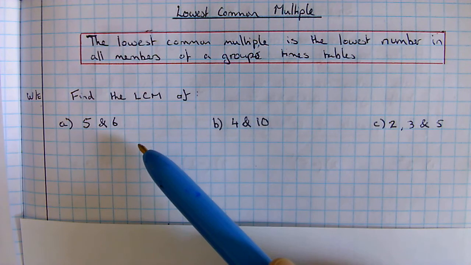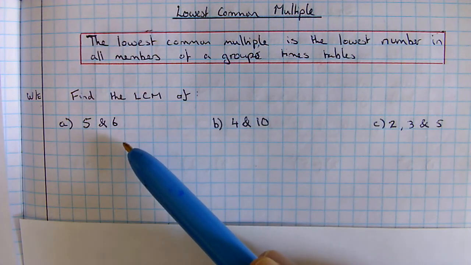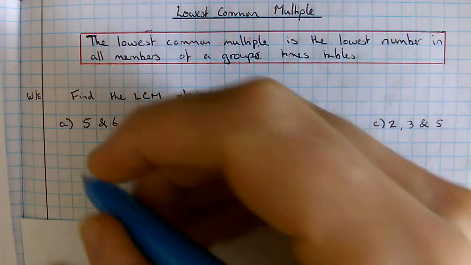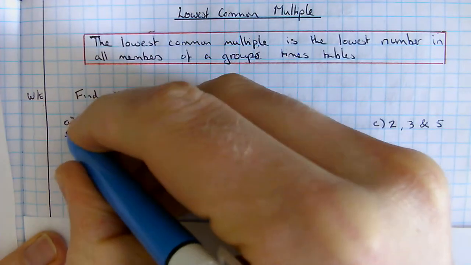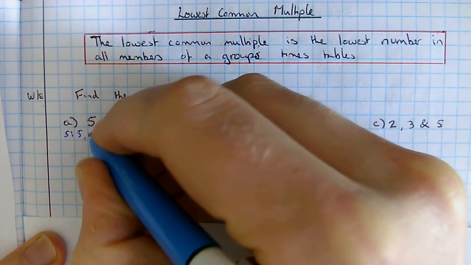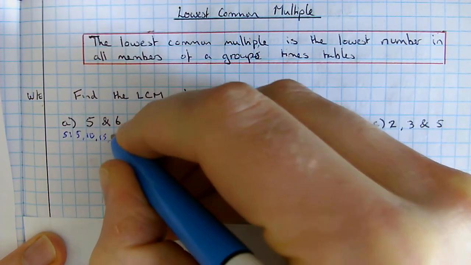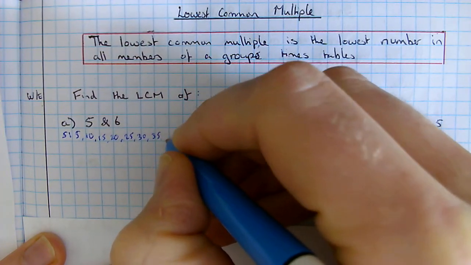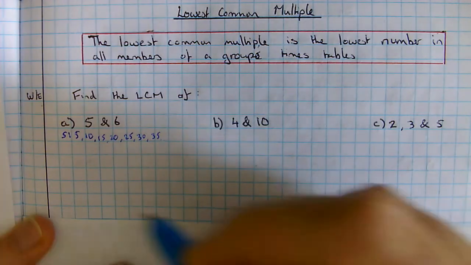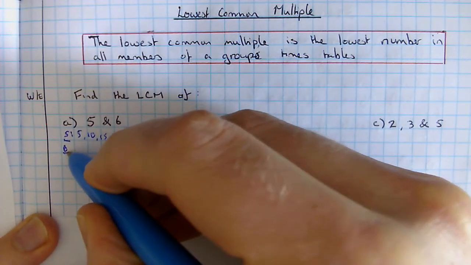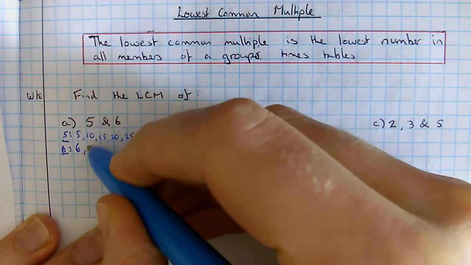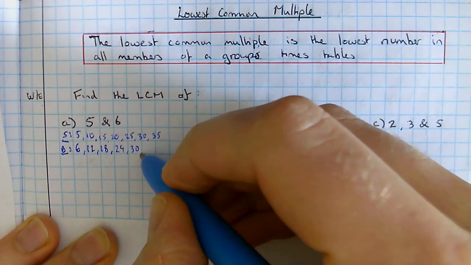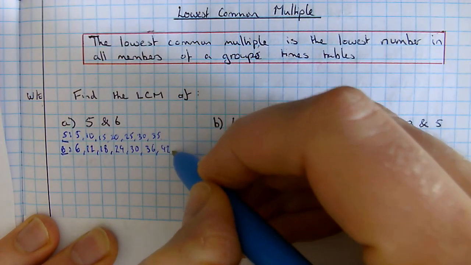So find the lowest common multiple of 5 and 6 is asking us what is the smallest number which is in both the 5 and the 6 times table. So we're just going to quickly write out the first bits of the 5 times table. So in my 5 times table we're going to start with 5, 10, 15, 20, 25, 30, 35 and so on. We might need to extend it more, we'll have a look in a second. The 6 times table then is going to be 6, 12, 18, 24, 30, 36, 42, etc.